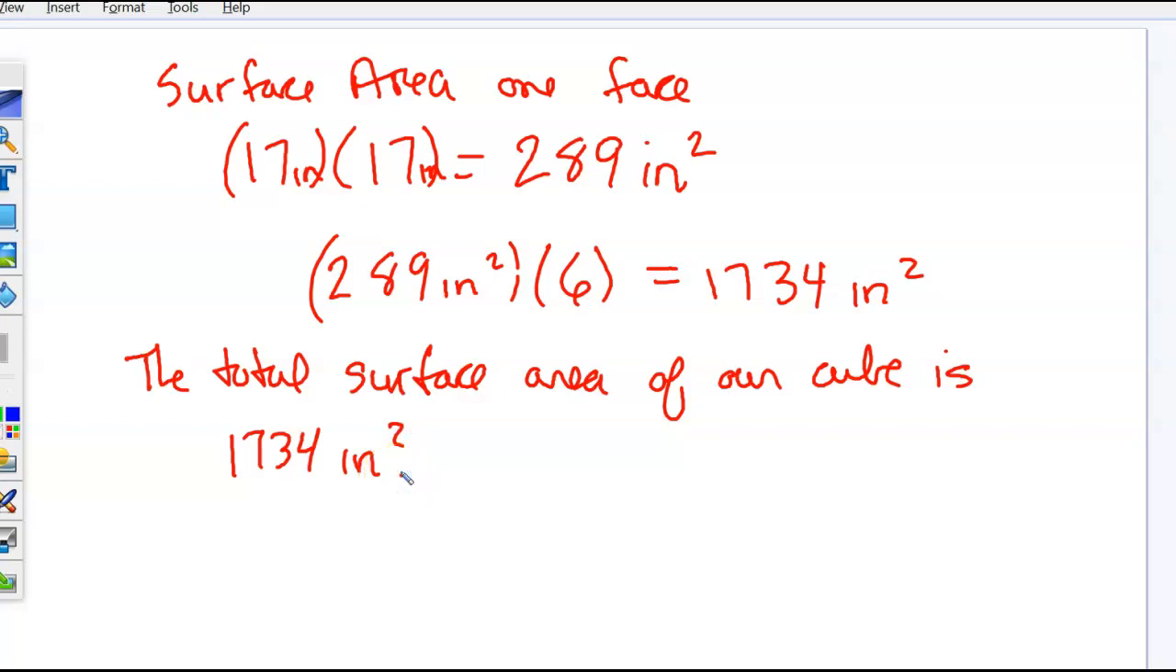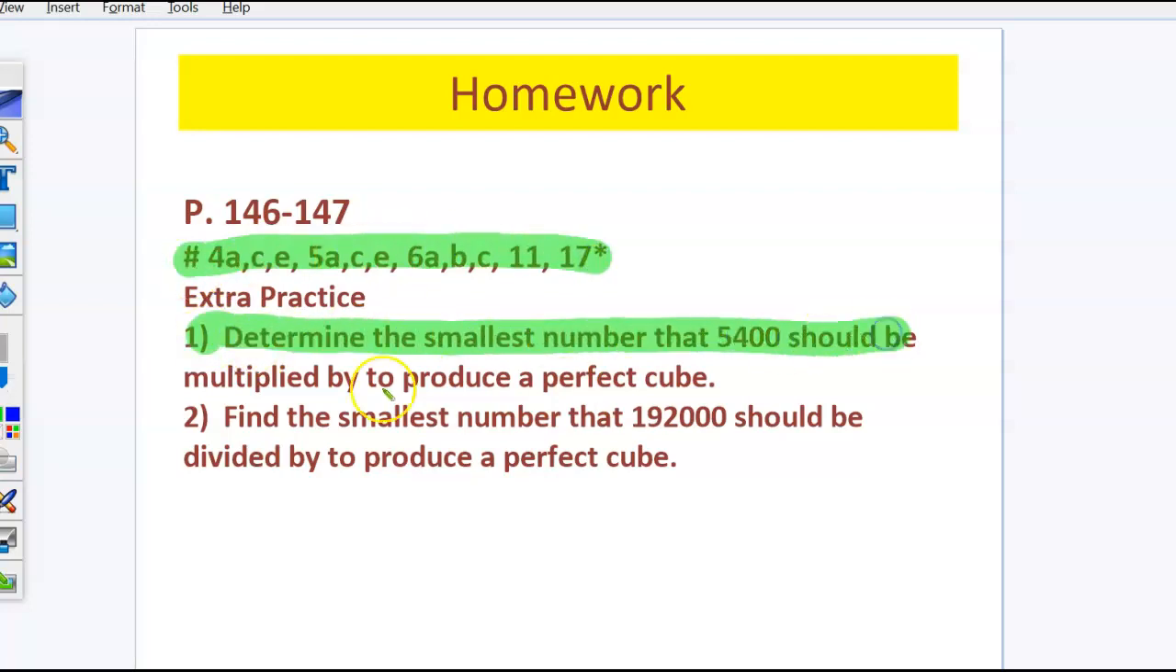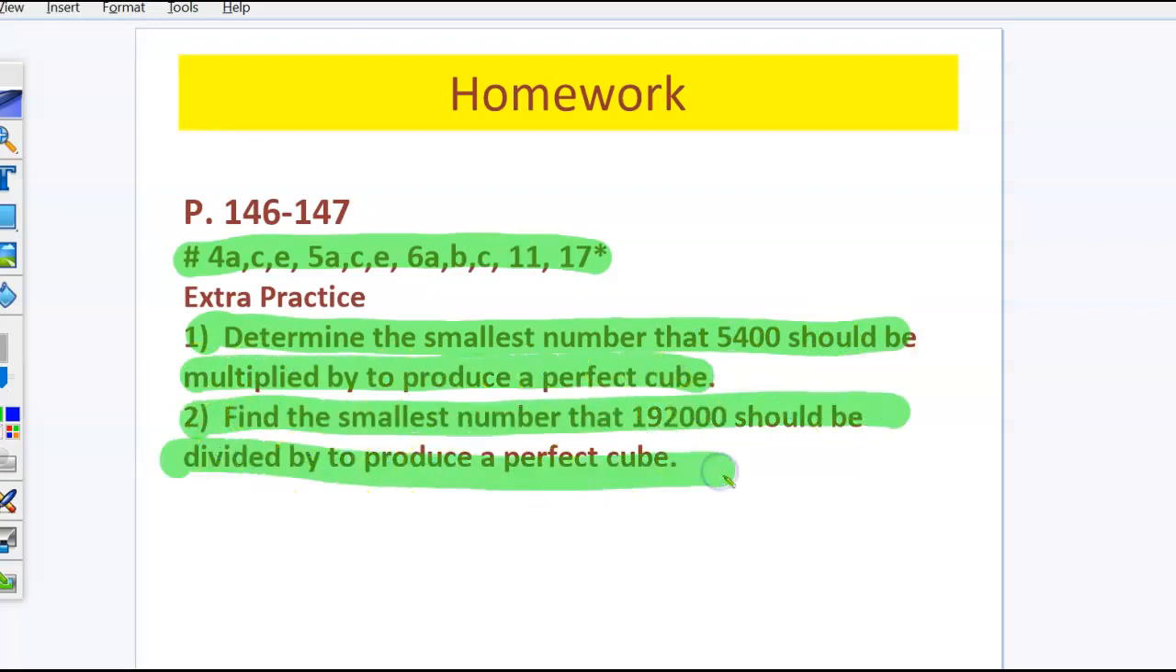Okay, so that concludes our lesson on section 3.2. So again, we're just using an application of prime factorization to find square roots and cube roots. There are a few problems for you to try from your textbook. And if you pause the video, you can also copy down these two examples, and you can try and work those ones out as well for extra practice.